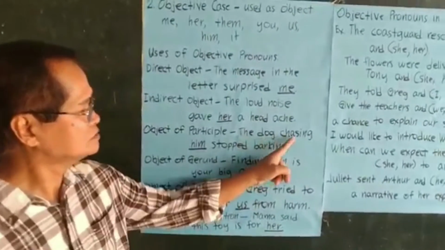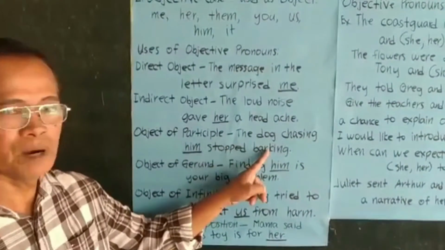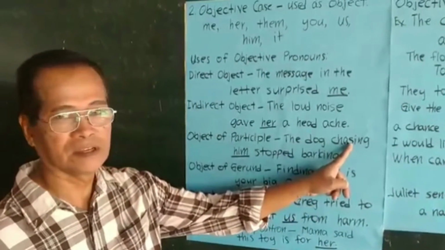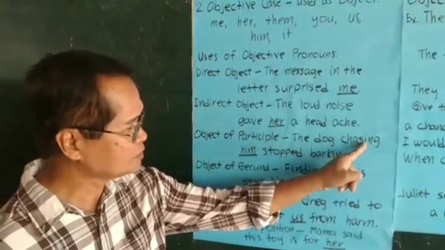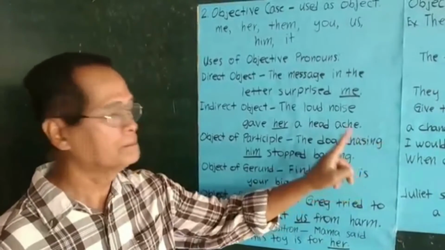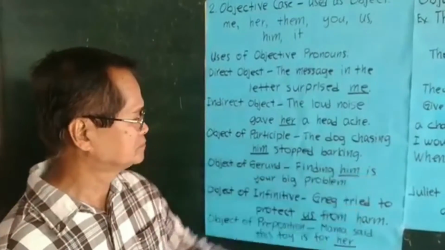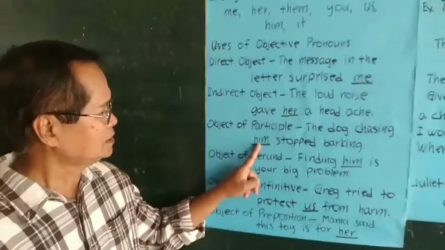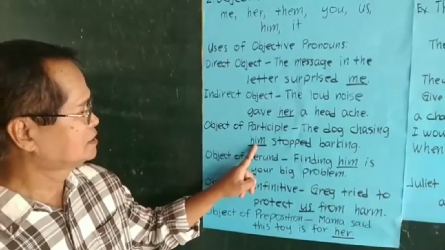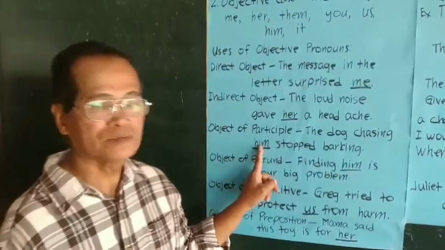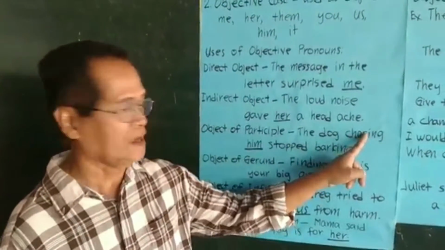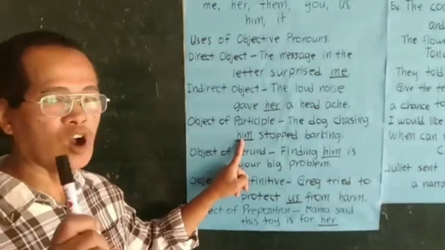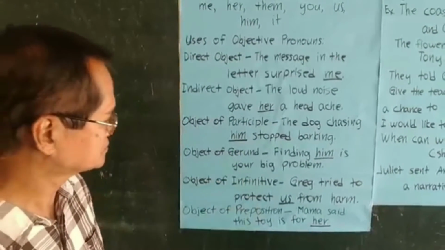Example, the dog chasing him stopped barking. Our participle is chasing because it ends with ing. It is called present participle. Now, here, the pronoun him is the object of the participle chasing. And this pronoun is functioning as objective case pronoun.